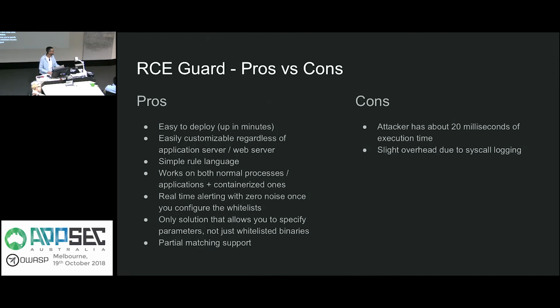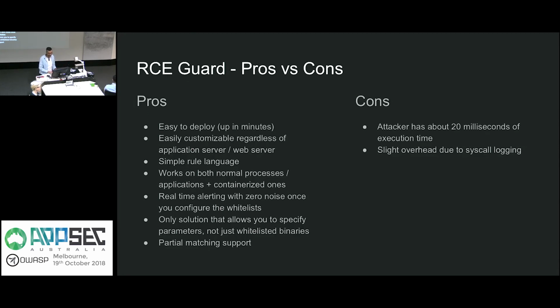And it's the only one that actually lets you whitelist specific commands with parameters. SELinux, AppArmor, the rest, you just tell it, okay, I want to run Java without specifying the parameters. You can't tell it, okay, I want to run Java with specific parameters only. RCE Guard lets you do that.